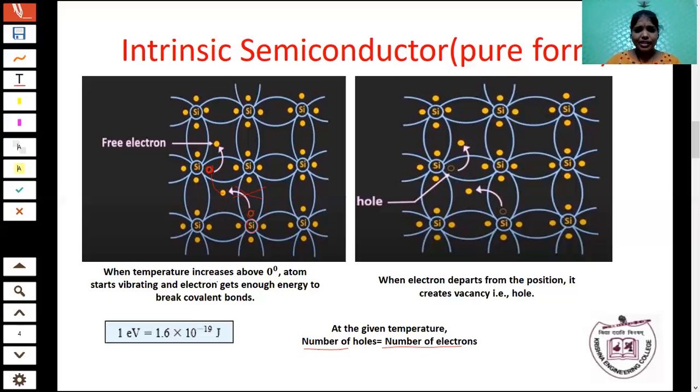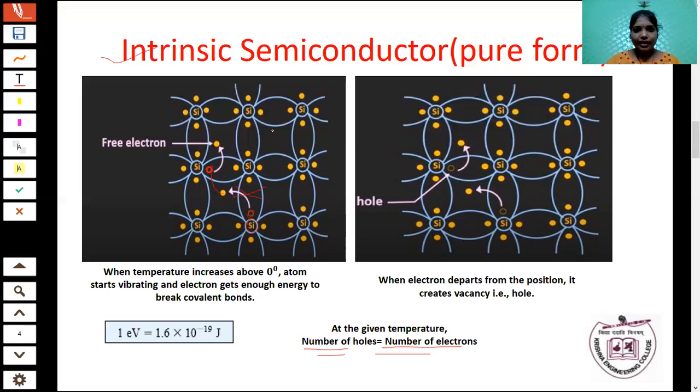When the temperature increases above 0 degrees Celsius, at the given temperature, the number of holes is equal to the number of electrons. Okay. So you know the value of 1 electron volt, that is 1.6 into 10 to the power minus 19 joules. So the main thing about the intrinsic semiconductor is, it is the pure form of semiconductor. Pure form means we are going to use either silicon or germanium.